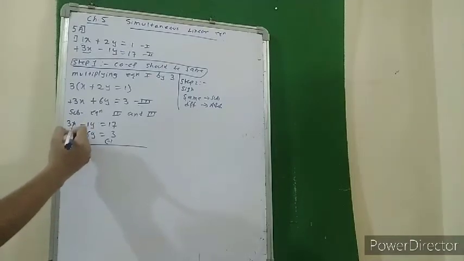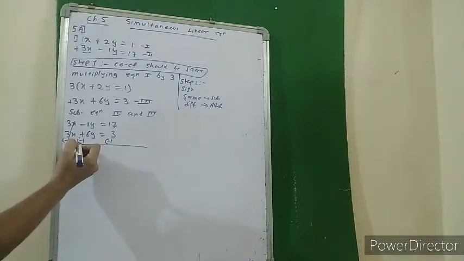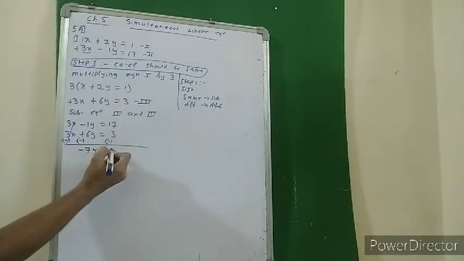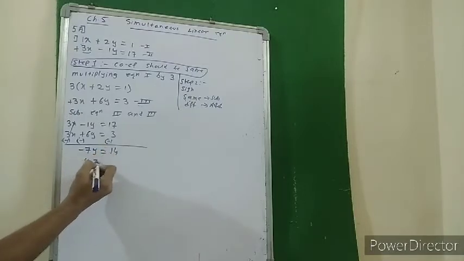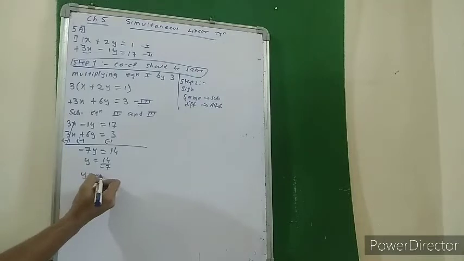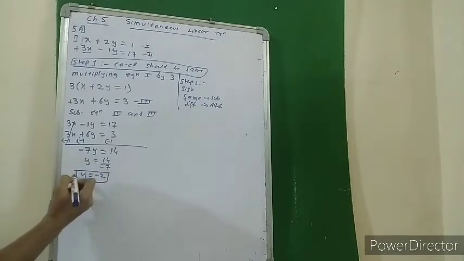So 3x minus 3x gets cancelled. That's why it is called an elimination method. Minus 1y minus 6y is minus 7y. 7 minus 3 is 4... 1 minus 3 is 14... so y is equal to 14 upon minus 7. So y is equal to minus 2. We have y is equal to minus 2.